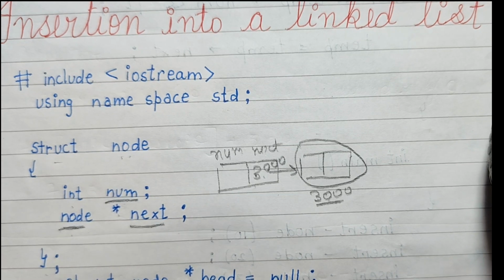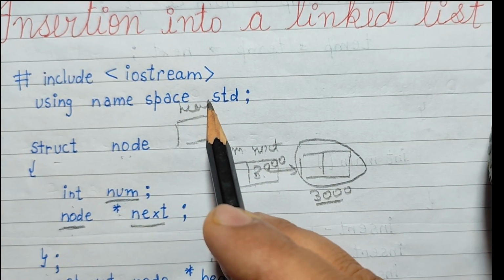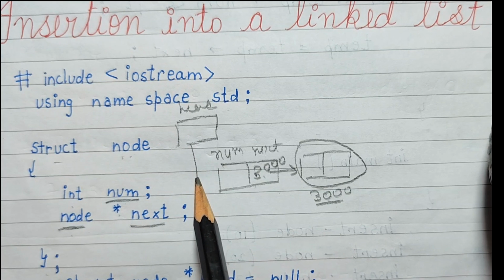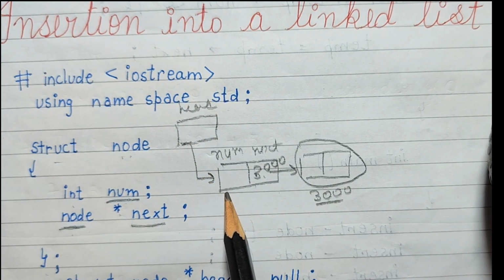Now I create a head pointer because a linked list always starts with the head pointer. Now this head pointer also points to which location? Head pointer points to the first node.